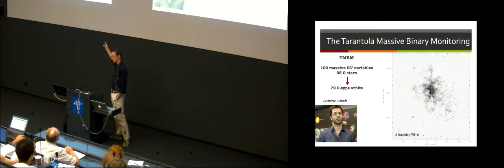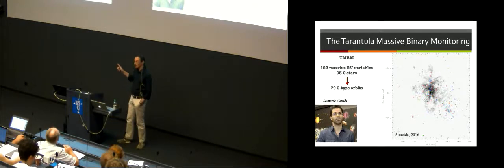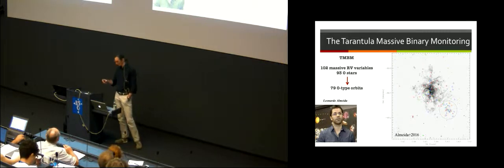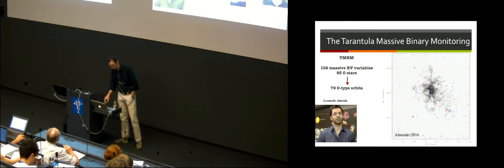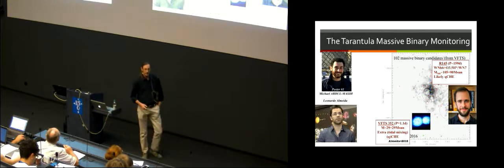And this is not in the galaxy, this is in the Magellanic Cloud. So a different metallicity environment. The great thing about having so many binaries is that you will also probe the rare and fun objects. I just want to highlight two of those objects because the people are here in the audience.